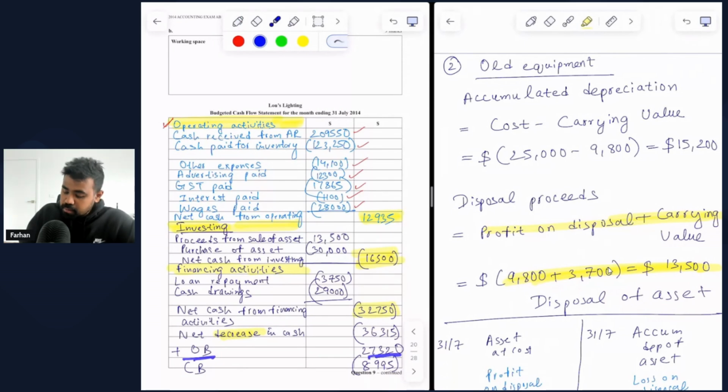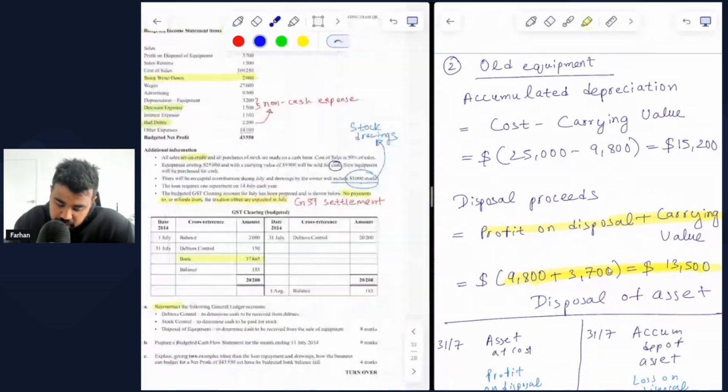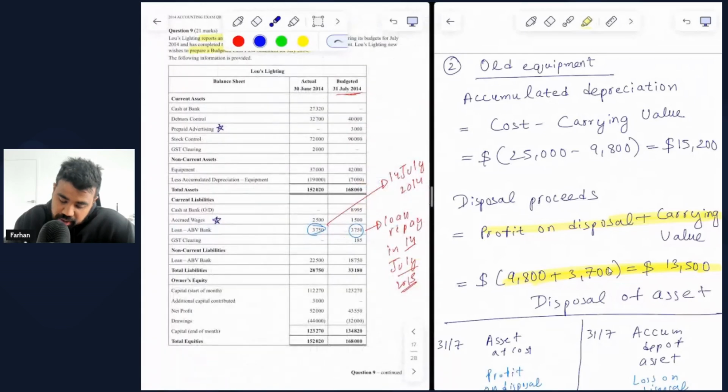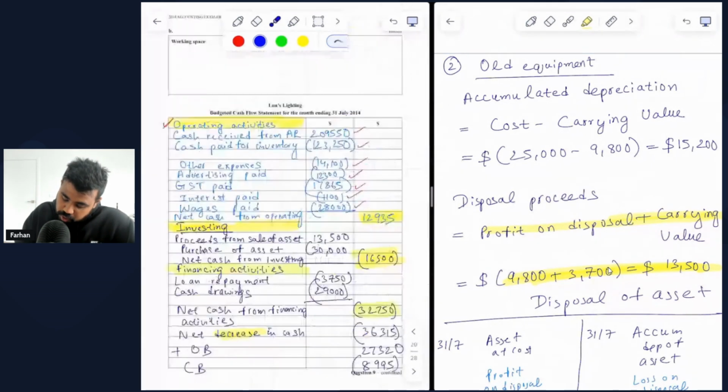This is a positive number, which means this should be an asset. Let's verify that. Check the balance sheet. And you will see that the cash at bank was a current asset of $27,320 at the end of the previous period, which is the opening balance at 1st July 2014. So we have added that.